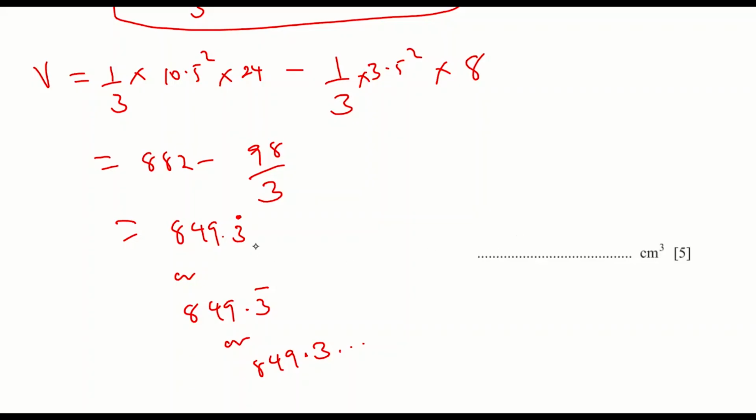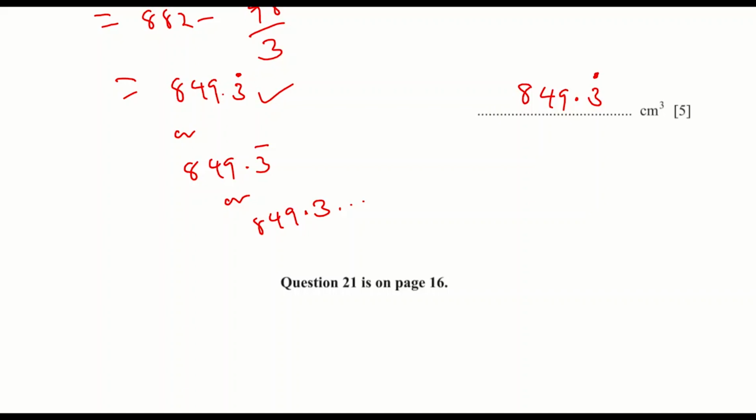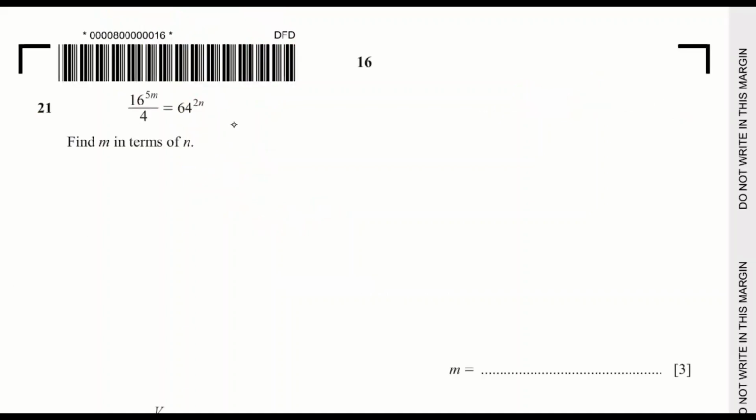For me, I like the first one, so I will pick 849.3 and put a dot on this 3. This shows that 3 is a repeated digit. So let's go to the next question. That will be question 21. 16 to the power of 5m divided by 4 equals 64 to the power of 2n. Find m in terms of n.